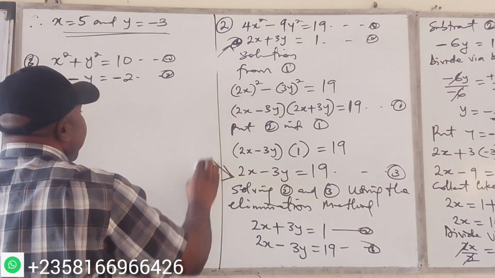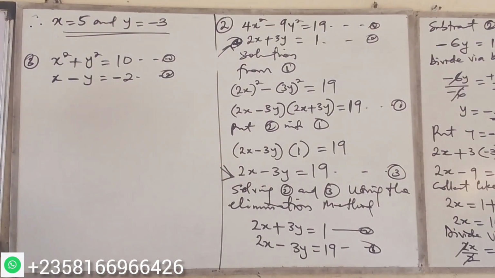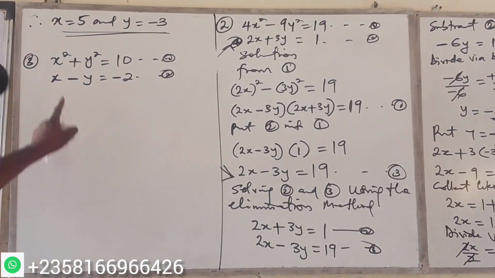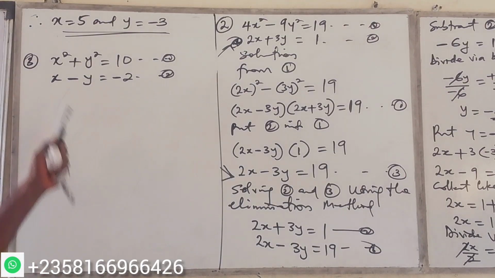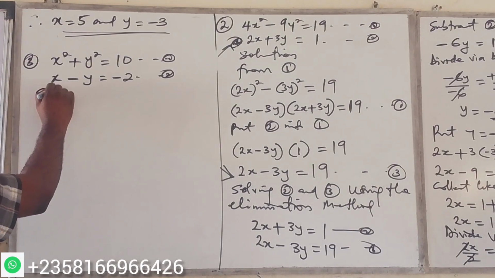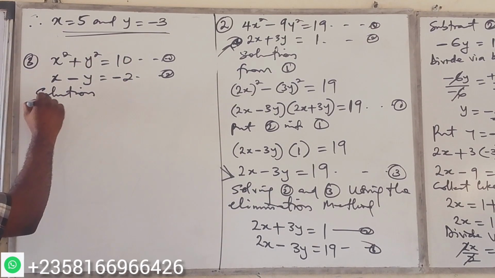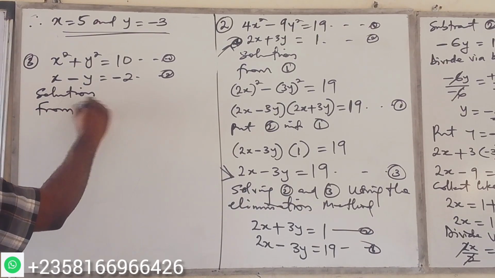If you look at equation 1 very well, the difference of two squares cannot be applied there. Just like the case of example 1 and example 2, where we actually simplified the quadratic equation using the difference of two squares. So here we can't apply the difference of two squares. So in solving this, you have to pick the linear equation and make one of the variables the subject. So here, solution. Now the linear equation here is equation 2. So you pick it from equation 2.